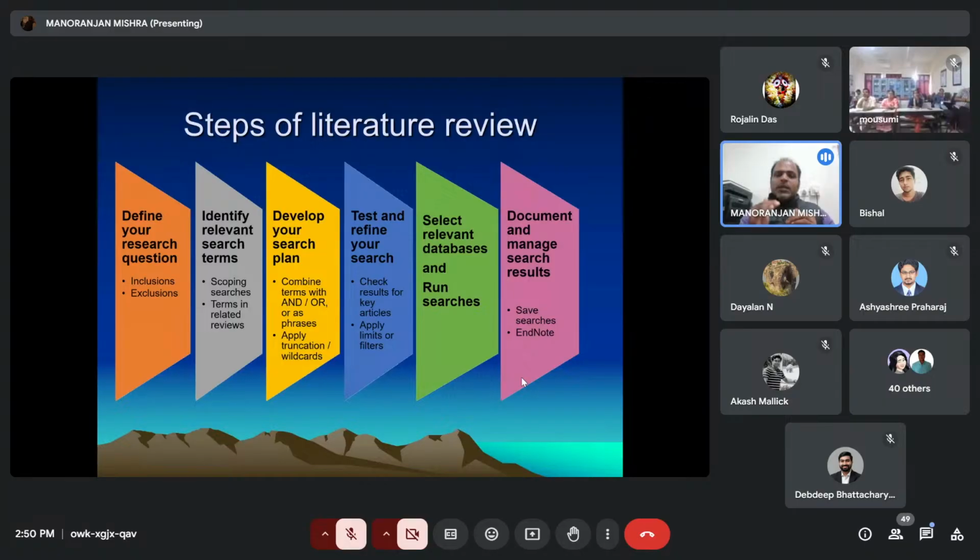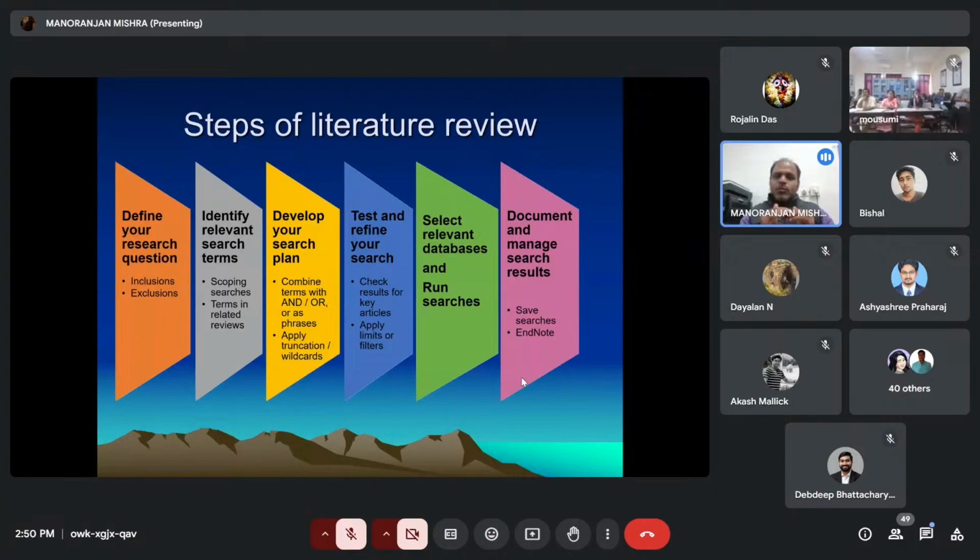So if I use very generalized search terms or search queries, there is a chance you miss these people. That is why you have to be clear, concise, and you have to refine. You have to test these things inside the indexed search engine. Then select relevant databases. As I said, if you are from social science, go for Scopus. If you are from science, you go for Web of Science, or you can merge these two databases.